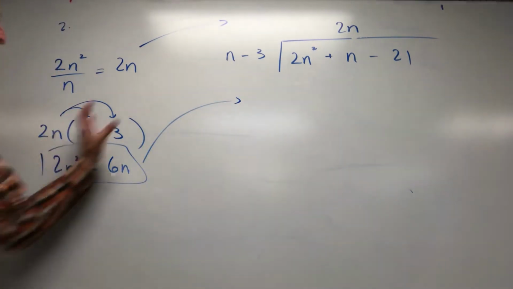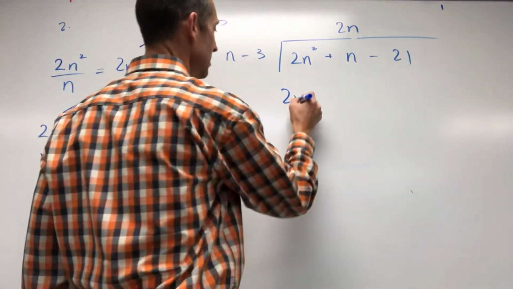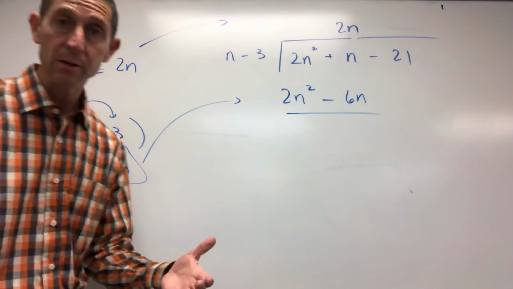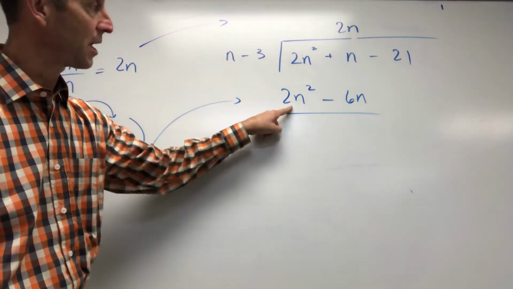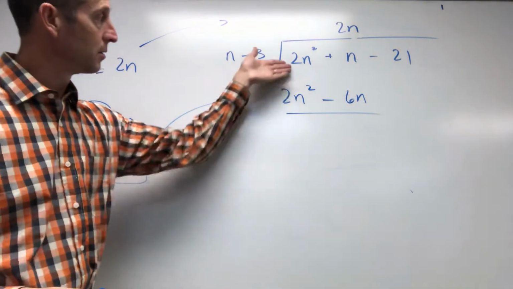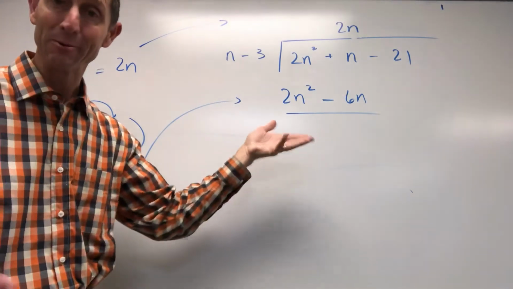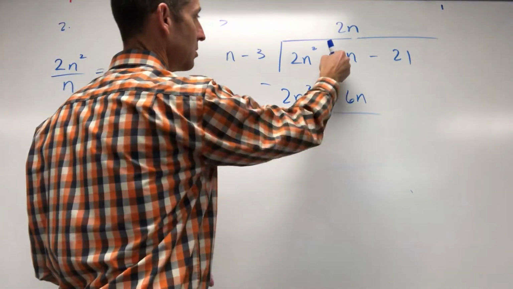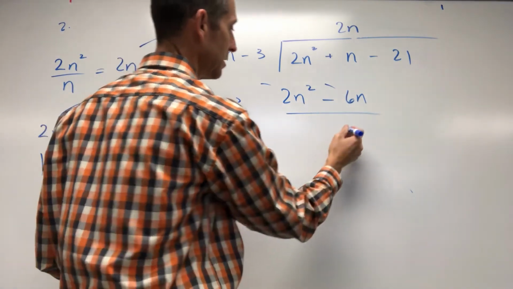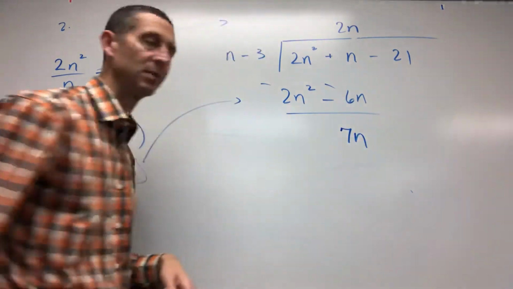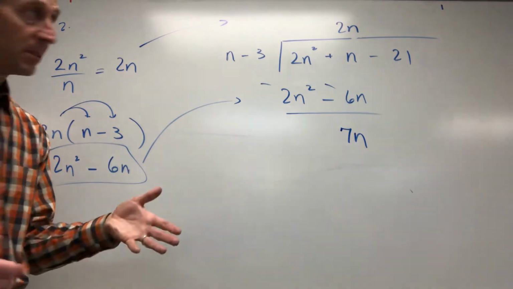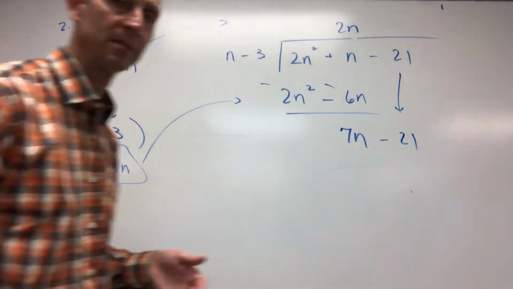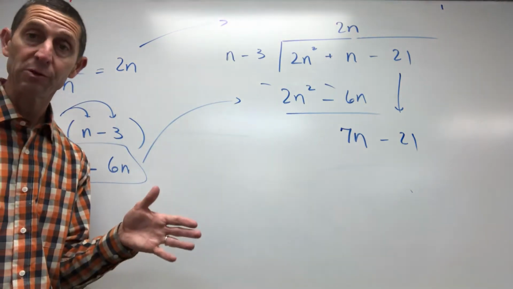So we're going to grab this one, slide it in underneath. And you know you've done it right if this and that are exactly the same. 2n squared, 2n squared, they cancel out. Remember, we're subtracting this. So I got n minus negative 6, actually becomes positive 7n. Drop down your number, negative 21 drops down, and you've completed the first round.